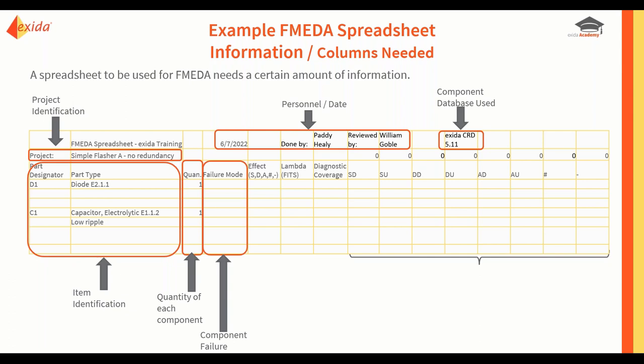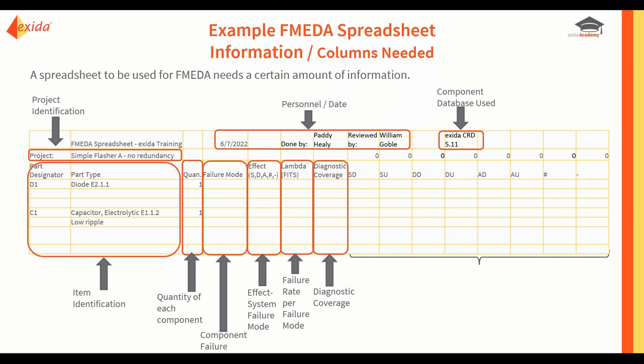The next then is the failure mode. So what the particular failure mode of this device is going to be, whether it's short, open, leakage, whatever that happens to be. And then of course the effect of that failure. So whether it's going to be safe, dangerous, annunciation, or you don't care. The next thing, and this is the information that we also get from the database or the handbook, whatever we're using, is the lambda or FITs, the failure rate per failure mode of this particular component.